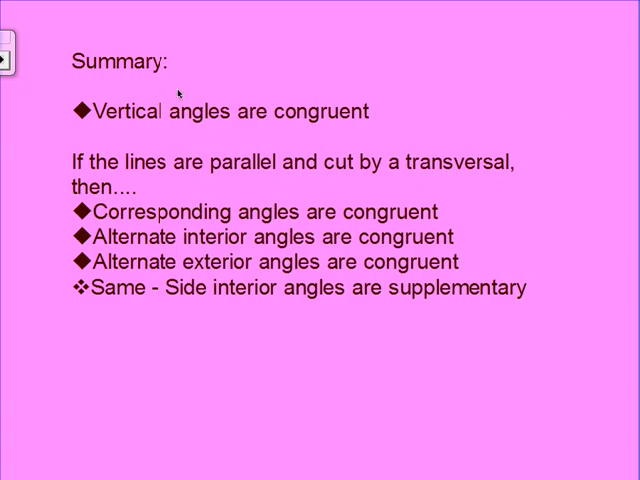So in summary, and this is what I would want you guys to write down, and I would like you to draw pictures. Vertical angles are congruent, so draw a pair of vertical angles. Draw corresponding angles and show that they are congruent. Draw alternate interior angles, show that they are congruent. Draw alternate exterior angles, show that they are congruent. Don't really worry too much about the same side interior angles, but it's these four that are the biggest that you'll need to know.